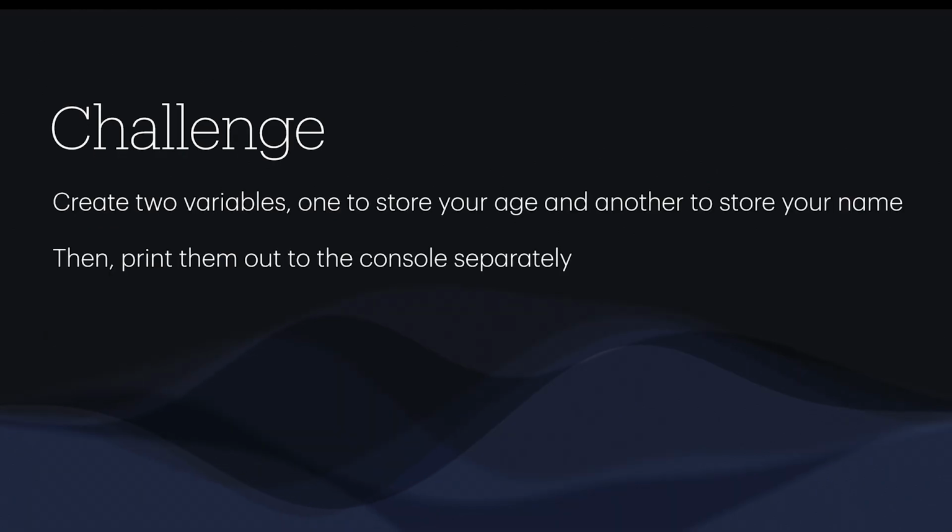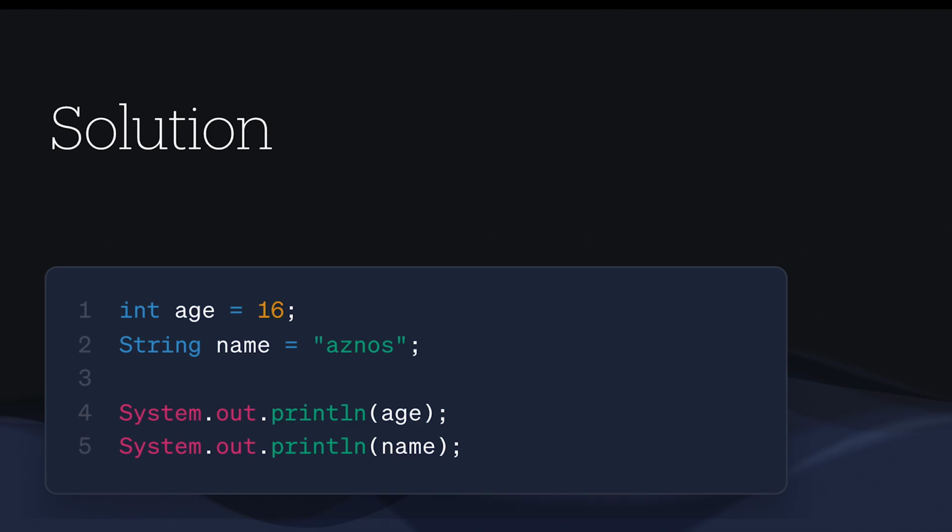Alright, now before we end the video, I have a quick challenge for you. Create two variables. One of them should store your age, and the other variable should store your name. You'll then print out both of the variables separately. Go ahead and pause this video, and I really encourage you to try and do this on your own. Alright, so you should have been able to breeze past this. If you have any troubles with it, I can't recommend highly enough to watch the video.